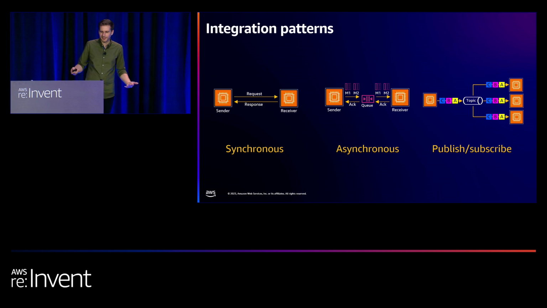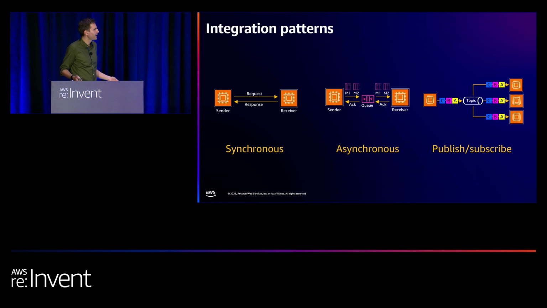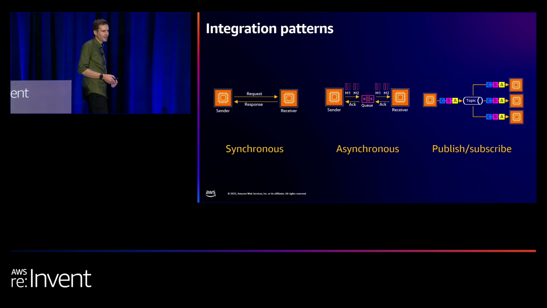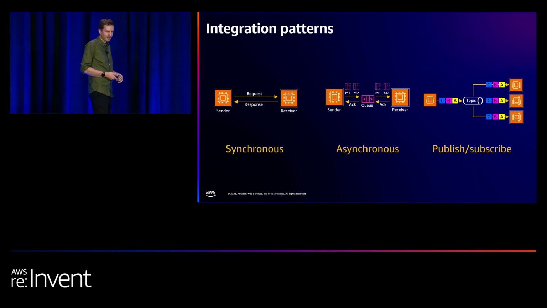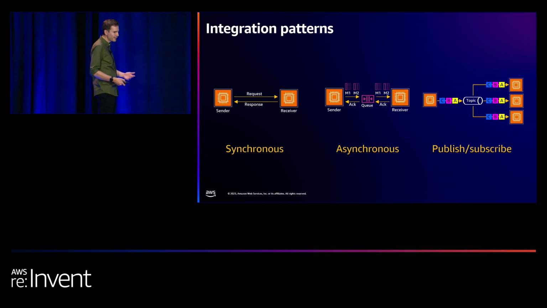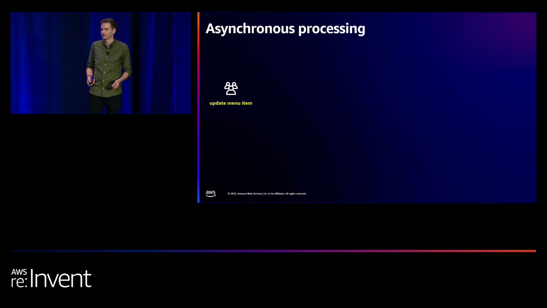Now the final pattern is publish-subscribe. And with this one, the sender is sending to multiple receivers. Rather than it being a pull, it's a push. It's pushing out, it's fanning out the same message to multiple interested parties. So let's see how we can use these patterns in our restaurant example, starting with asynchronous processing.